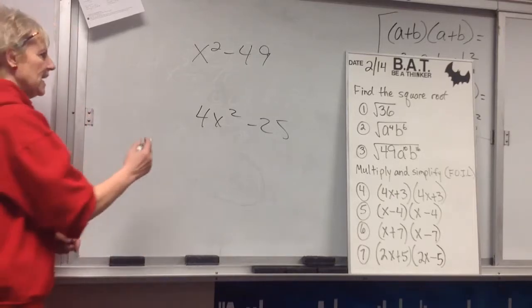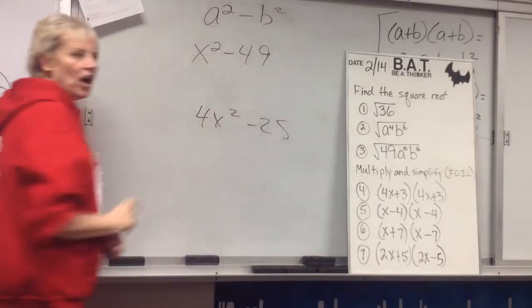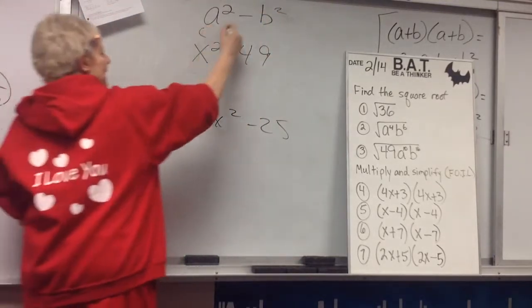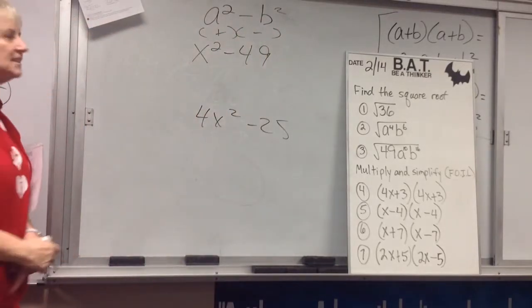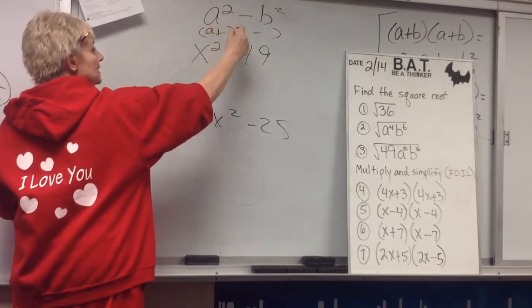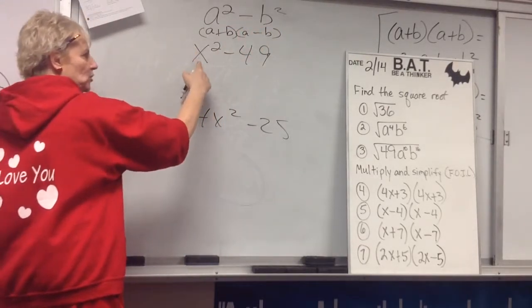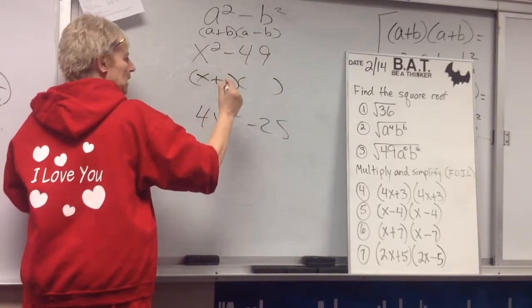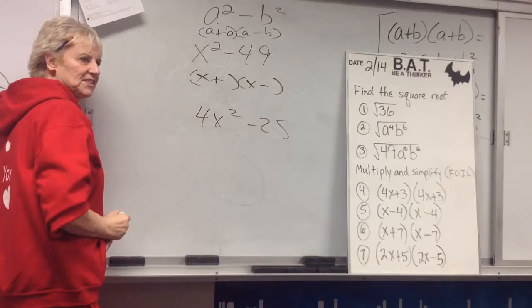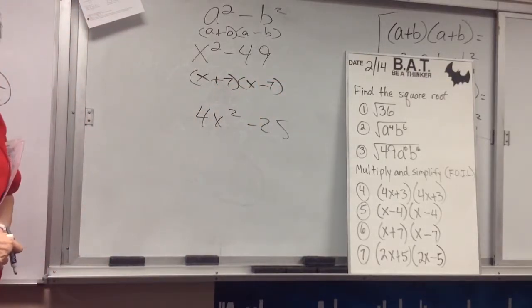If you see any two perfect squares, no matter what they are, automatically put plus and minus. Take the square root of the first one, take the square root of the second one. So, perfect square, perfect square. X minus 7 and x plus 7. One's plus, one's minus. You can always FOIL it to see if you did it right.